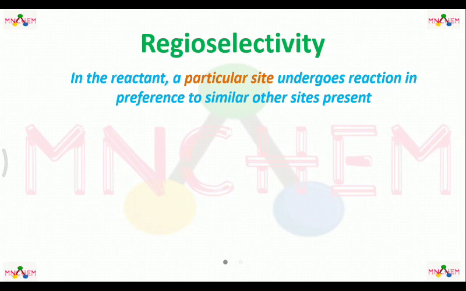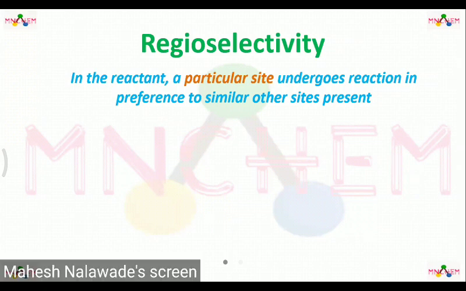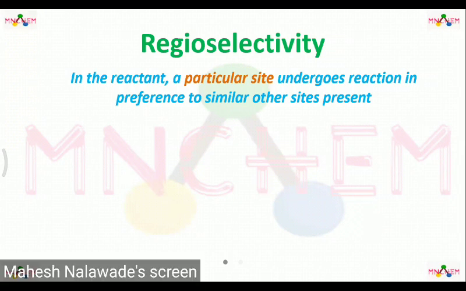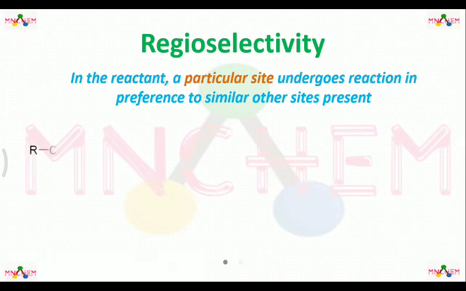So in a reactant, if there is more than one site capable of undergoing reaction, and out of those, only one site undergoes reaction over the other similar sites, that is regioselectivity in the reaction. Remember, the key word here is "here". Here the reaction takes place, and that indicates the regioselectivity in organic synthesis. Let's discuss with an example.